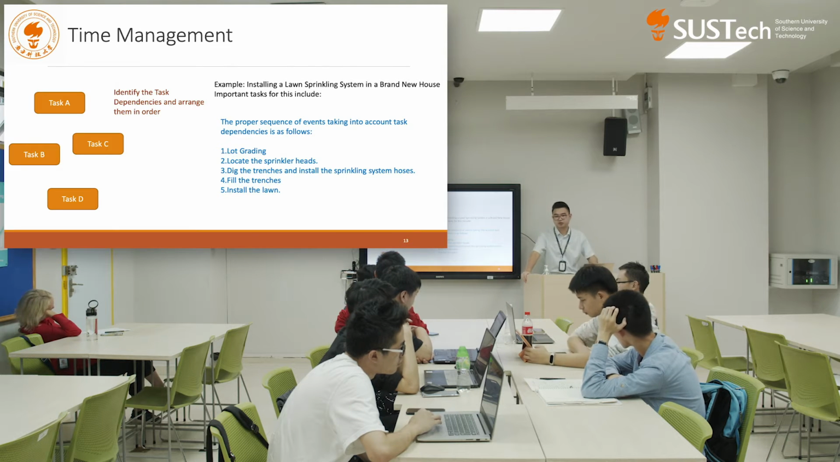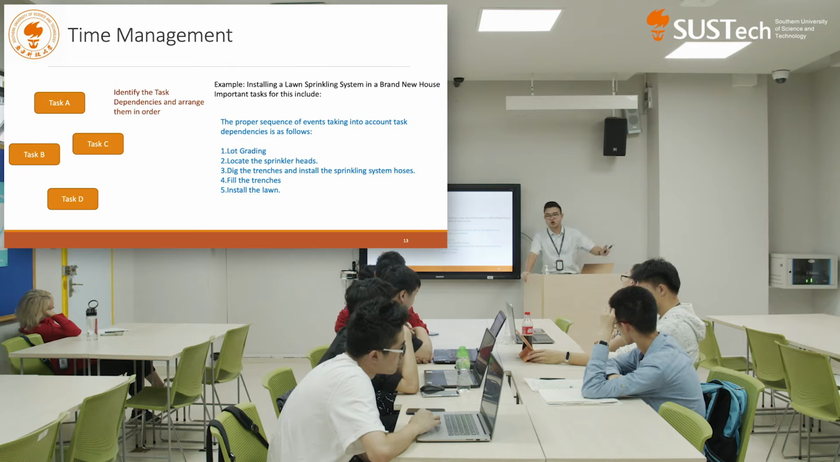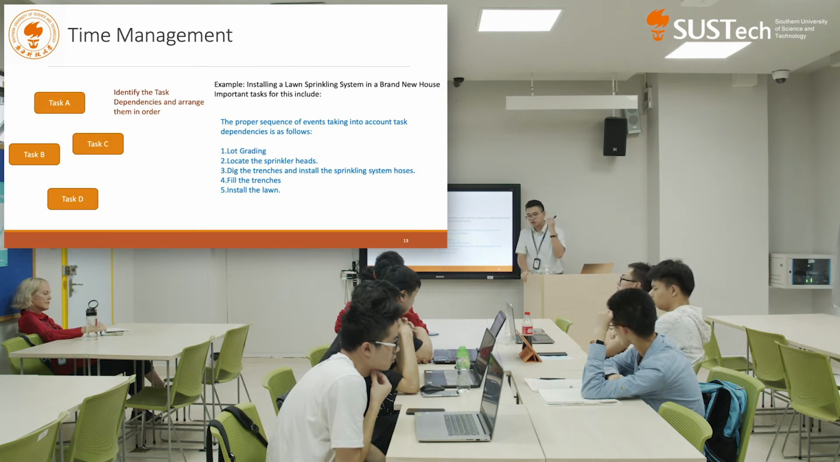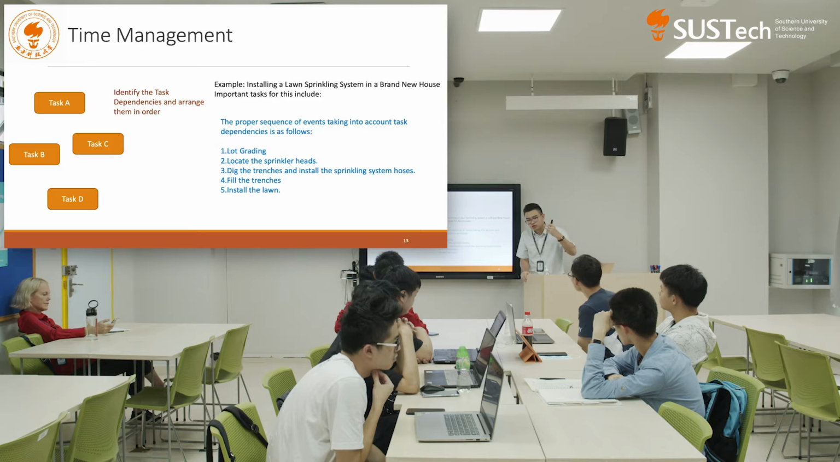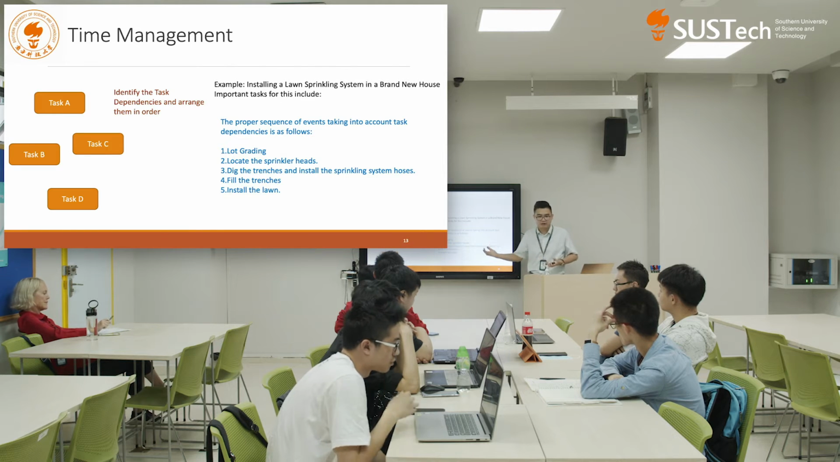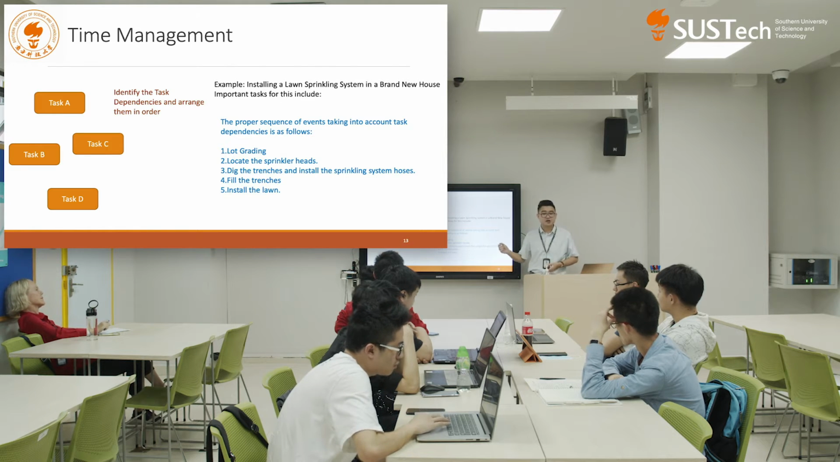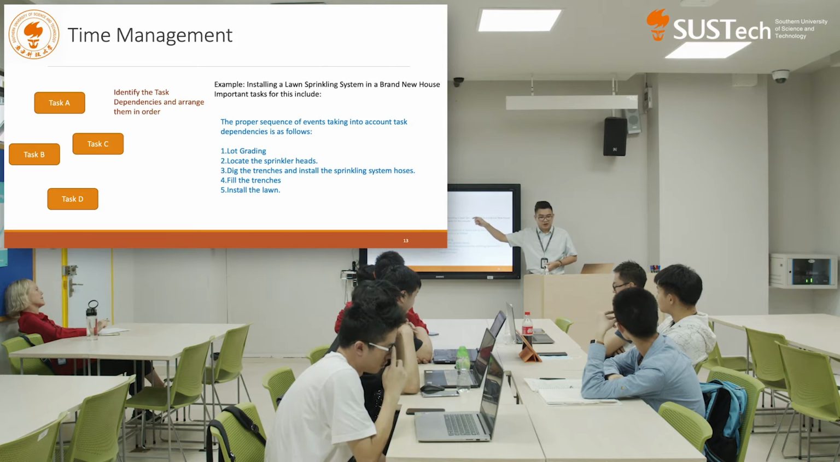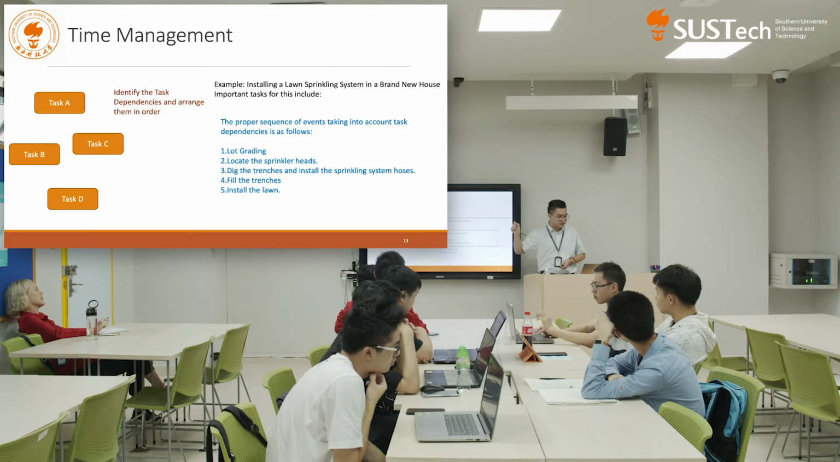And the last step will be to install the lock, and then the whole project is accomplished. So that will be the example. And so the first step is to brainstorm, think of all the major tasks that are possibly going to be involved in the project. And then you're going to arrange them in order. So that's called the task dependencies.